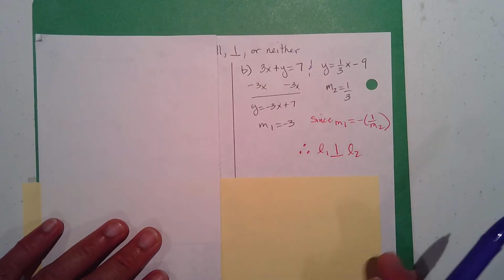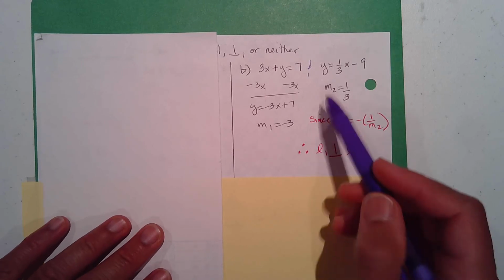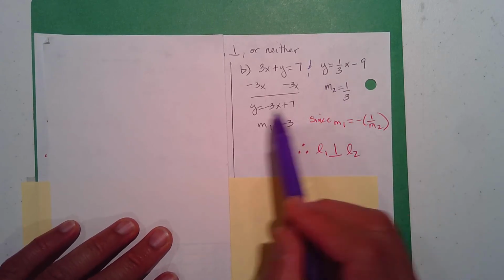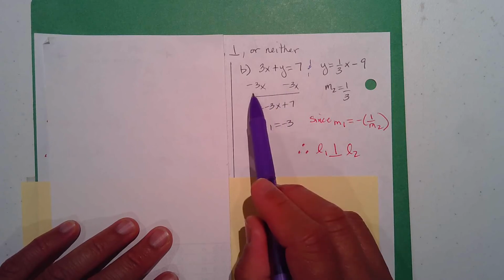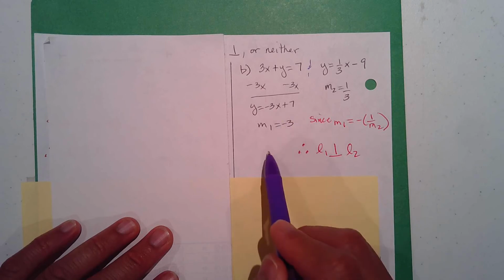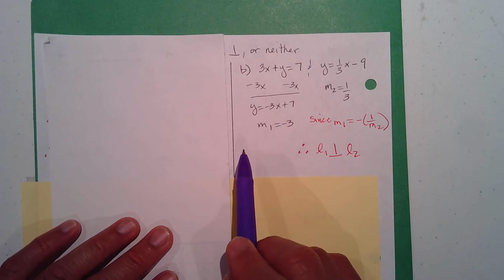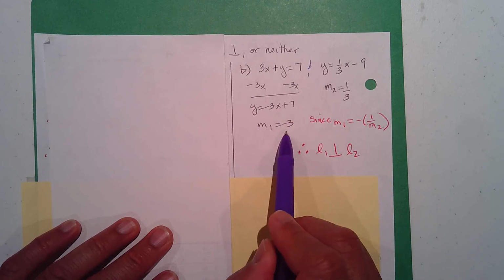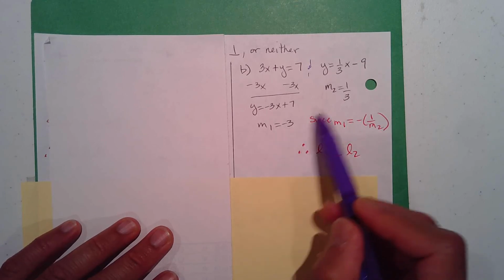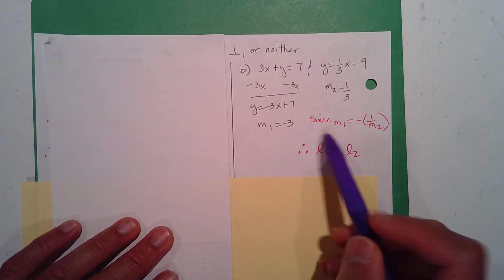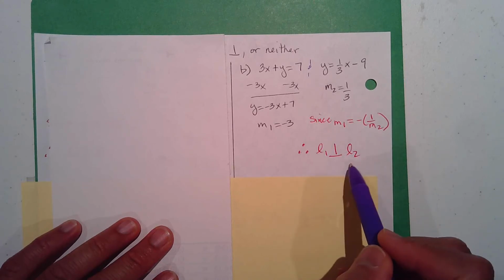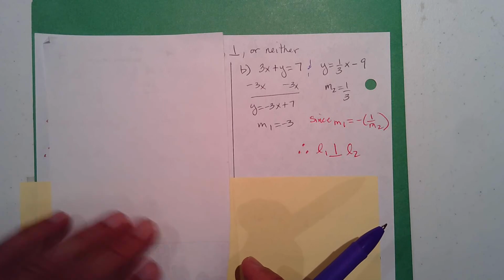Alright, let's look at part B. In part B, y is by itself here, so the slope of line 2 is 1/3. We have to isolate y: subtract 3x, subtract 3x, y equals -3x plus 7. Y is by itself now, therefore the slope of line 1 is equal to -3. Well, look at this. Slope 1 is -3, slope 2 is +1/3. These slopes are opposite reciprocals, therefore line 1 is perpendicular to line 2.